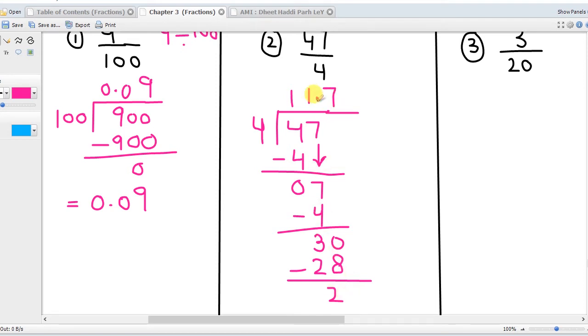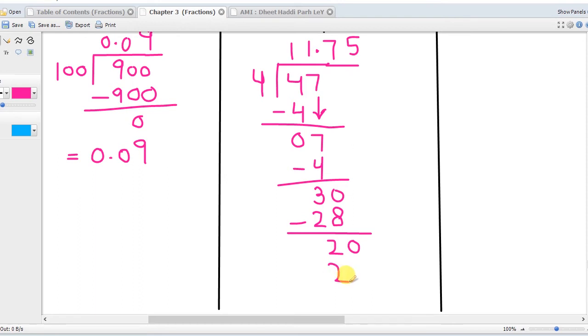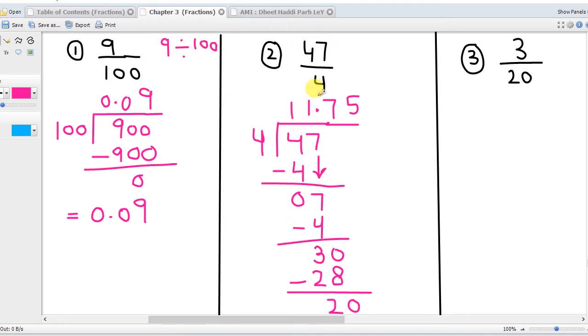Since we have already put 1 decimal point, now I am allowed to put the zeros. Okay, so put 1 0 here. The moment I put 1 0, the number becomes 20, which is bigger than 4. It means now we can divide this number by 4. So start counting the times table of 4 up till 20. So we got 5 times 4 is 20. Now simply take away: 20 minus 20 is 0. So the answer we are getting for this fraction in decimal form is 11.75.